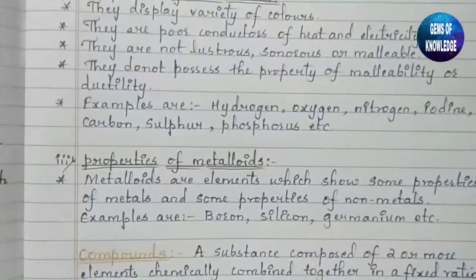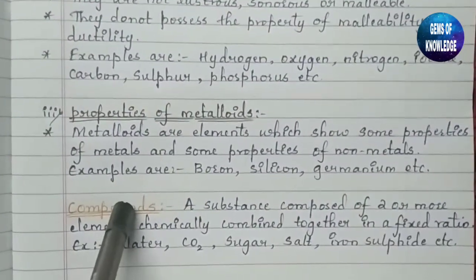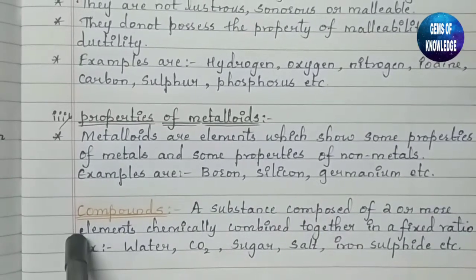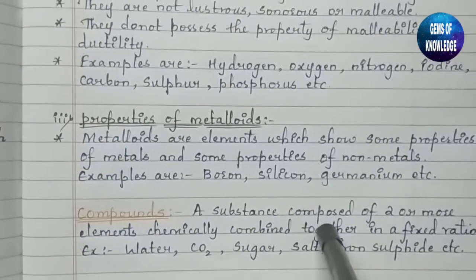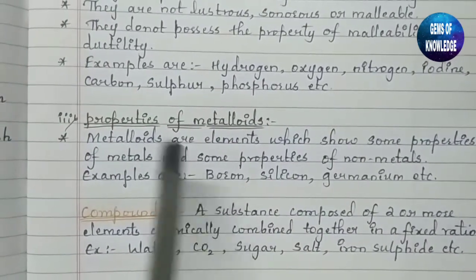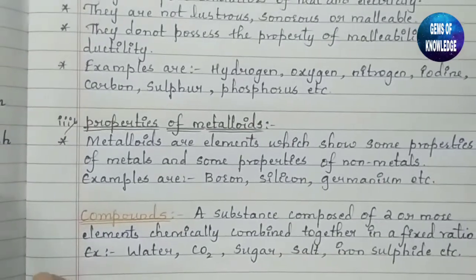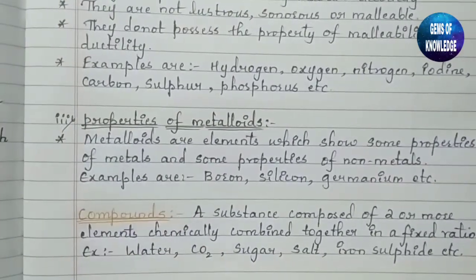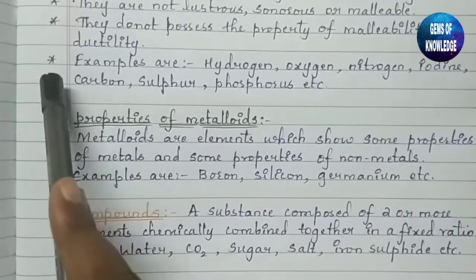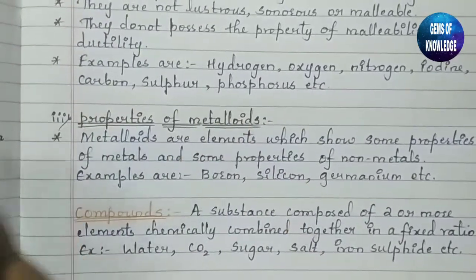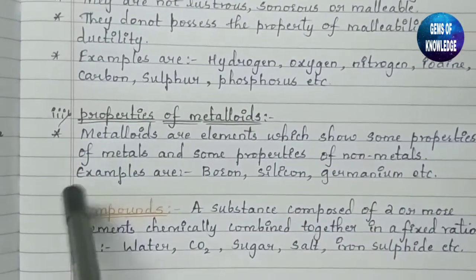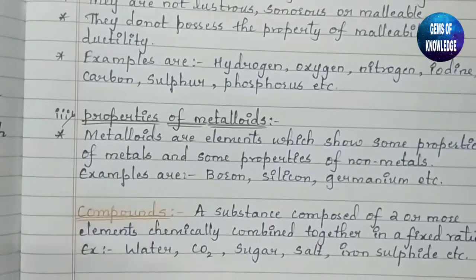Next, we need to study compounds. So what is a compound? A substance which is composed of two or more elements chemically combined together in a fixed ratio. Like we see the water molecule, we write it as H2O. It means two atoms of hydrogen as well as one atom of oxygen are combined to make water. So that is in a fixed ratio.